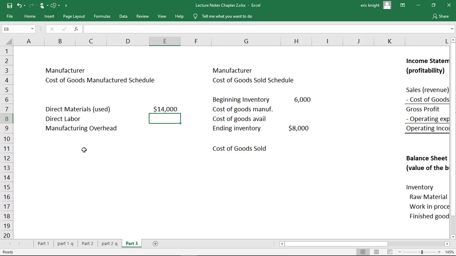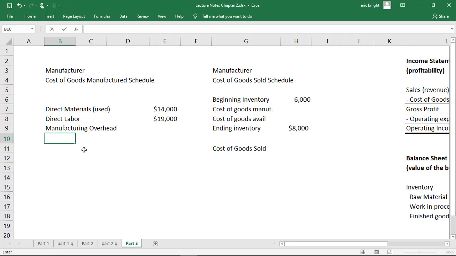All right, and then the direct labor. This would come from the payroll, and we have $19,000 in payroll. And now we get to the manufacturing overhead. So we would have to know what our manufacturing overhead is.